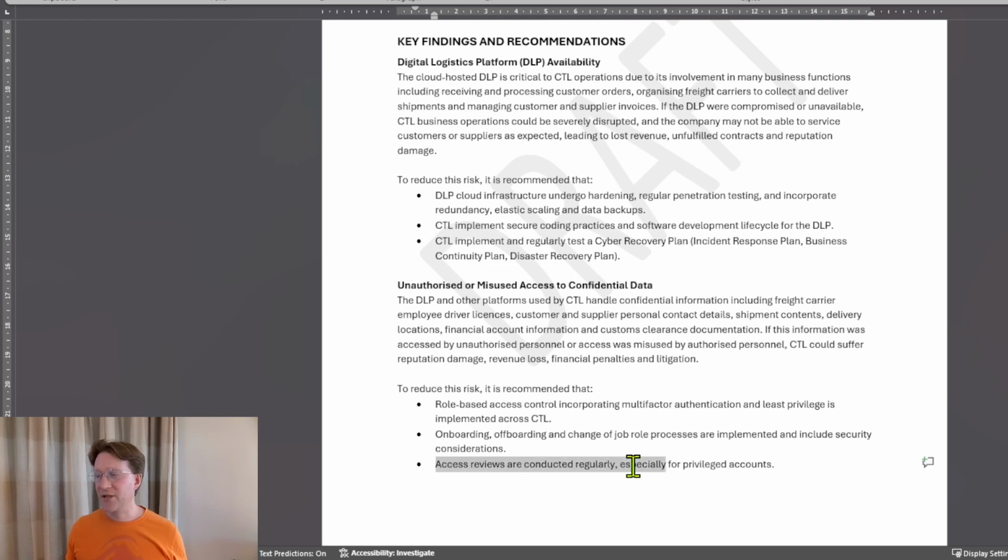And then we need regular access reviews, especially for privileged accounts, just to make sure that nothing slipped through the gaps, to make sure that these processes were done properly, to make sure that we catch something later if we didn't do it properly when we were initially onboarding the person or when they were changing their job role. It's just an extra layer of defense in terms of access control. So these two areas for me are the big areas where CTL needs to focus on understanding their risk and implementing the recommended controls to reduce their risk in these two critical areas.